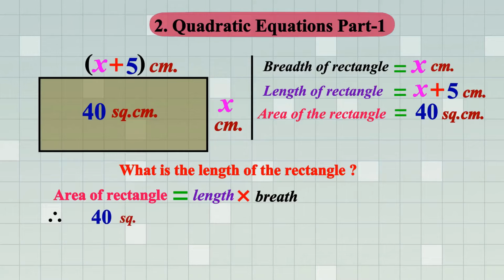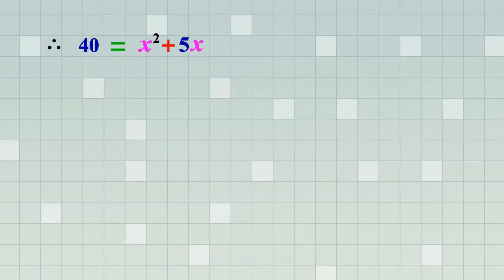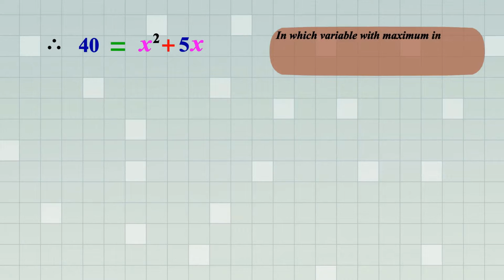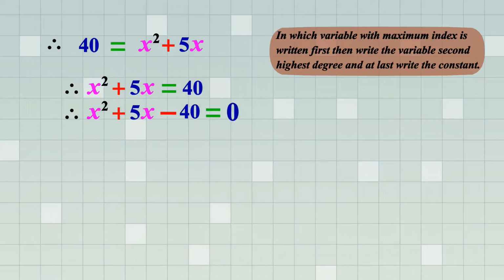Therefore, 40 square centimeter is equal to (x plus 5) into x. Therefore, 40 is equal to x square plus 5x. Therefore, x square plus 5x is equal to 40. Students, let us arrange the equation in which the variable with maximum index is written first, then write the variable having second highest degree and at last write the constant. Let us take the 40 to the left side of the equal to sign. Therefore, x square plus 5x minus 40 is equal to 0.